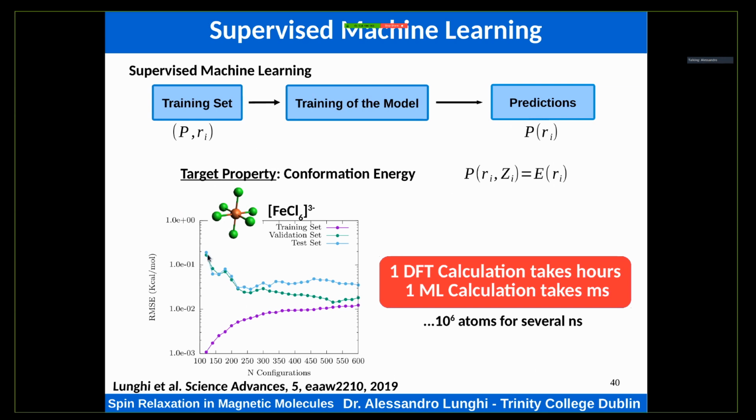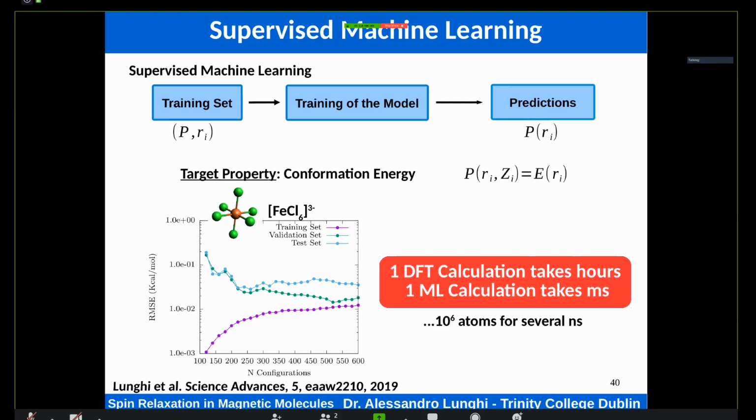If you increase the number of examples in the training set, you see that the error on the training set is going to be a little bit worse. That's because you're saturating the flexibility of the model. But at the same time, the error on the test set and validation set decreases and they reach the same value, which, if you look at the actual value, is extremely small.